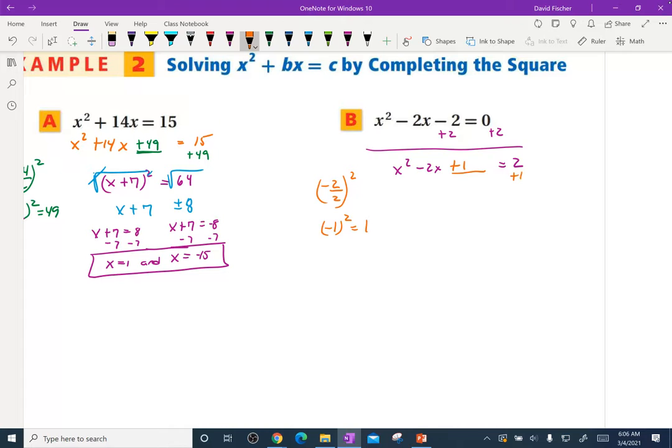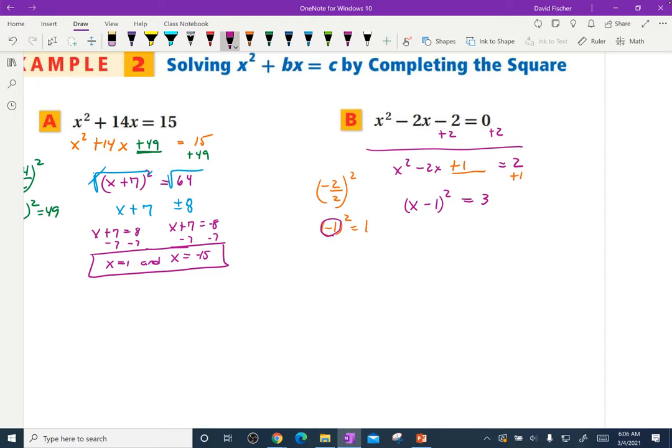But what I do to one side, I have to do to the other one. Now again, this is sometimes tricky. I want to take that minus 1 and put it into my perfect square. So my perfect square is going to be x minus 1 squared equals 3.